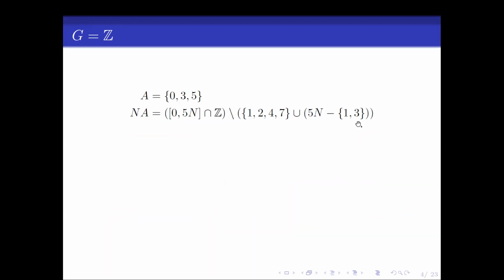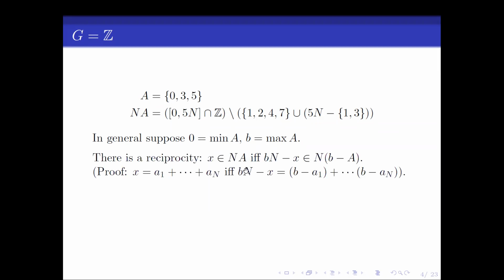Okay, so here I've just repeated the set A and the structure. The reason is because there's a reciprocity, which I'll state in slightly more generality. Let's say that the minimum element of A is 0 and the maximum element is B. Okay, in this case it's fine. Then this is the reciprocity I mean: if x is in the sumset nA, that's if and only if Bn minus x is in the sumset n(B minus A). Okay, this is a completely trivial one-line observation, and here's the one line.